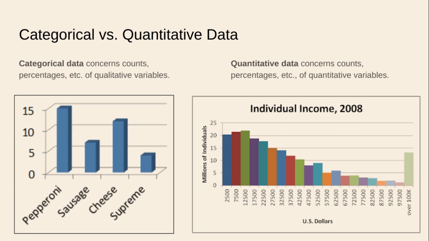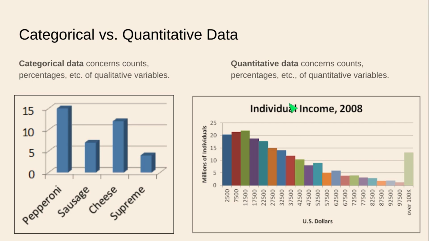The quantity, the count, is on the left-hand side over here. So obviously pepperoni has the highest count, then cheese, then sausage, and then supreme in terms of your flavor of pizza or calzone or what have you. You have this categorical variable over here, this variable of type of pizza or calzone or stromboli or whatever. All right, let's talk about this graph over here.